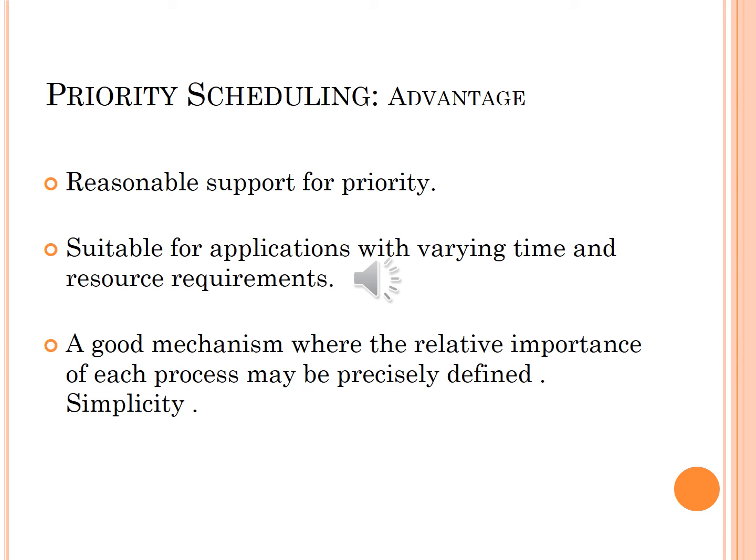Also, it's a good mechanism where the relative importance of each process may be precisely defined. One of the factors that defines the priority of a process is the importance of the process. So we saw in this illustration how the most important process is prioritized over the least important process. Simplicity is also an advantage, as we saw in the last example how to calculate the priority algorithm, and how very simple it is to do that.